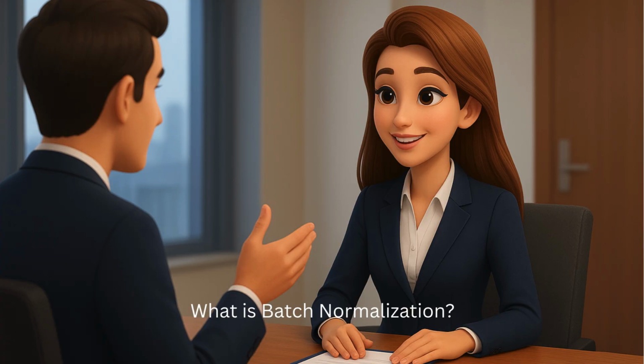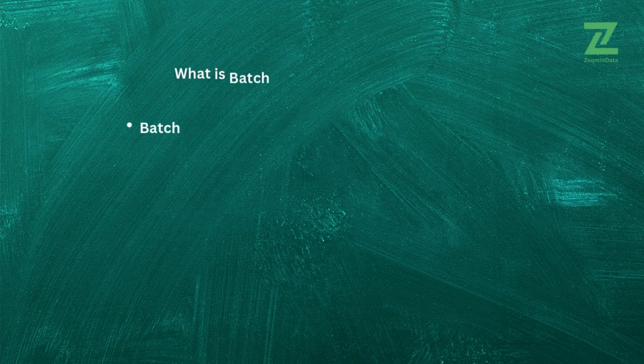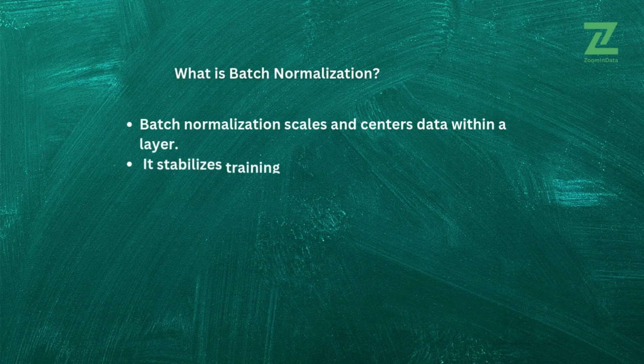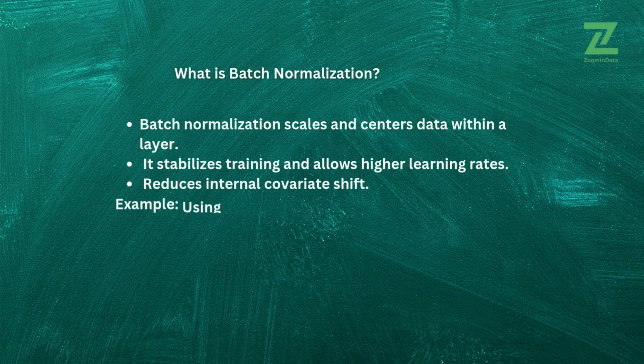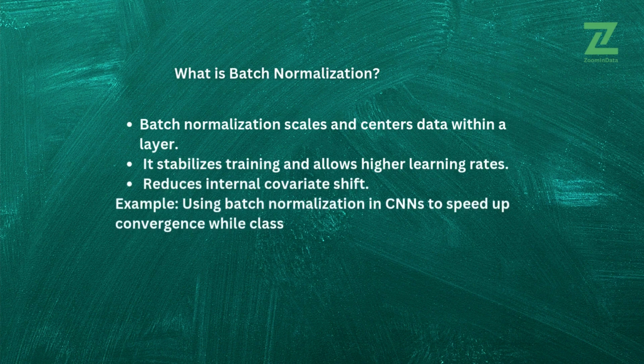What is batch normalization? Batch normalization scales and centers data within a layer. It stabilizes training and allows higher learning rates. Reduces internal covariate shift. Example: using batch normalization in CNNs to speed up convergence while classifying images.